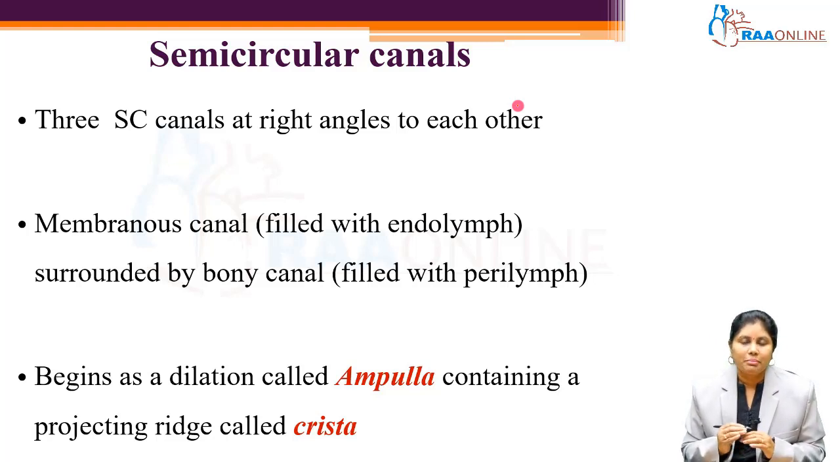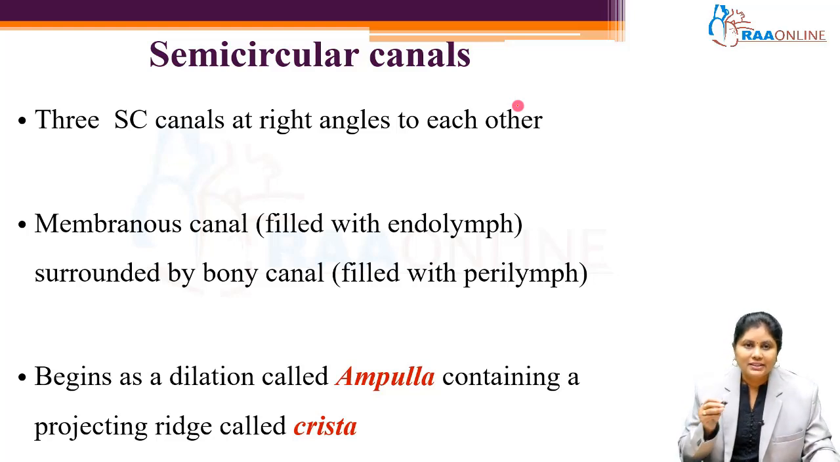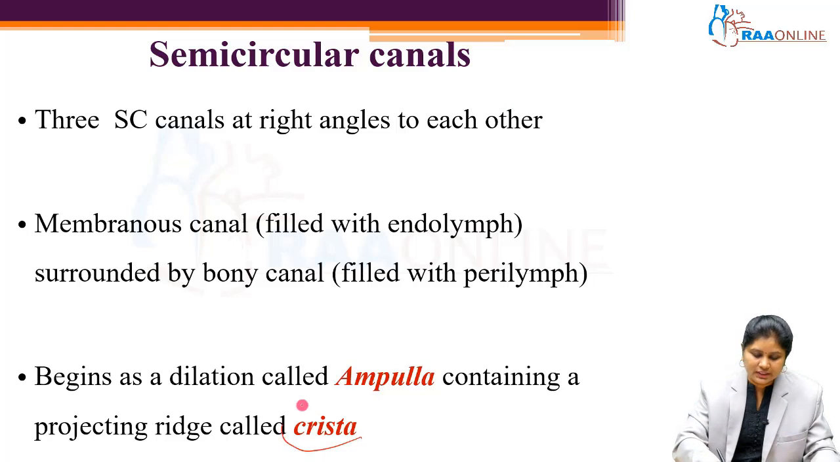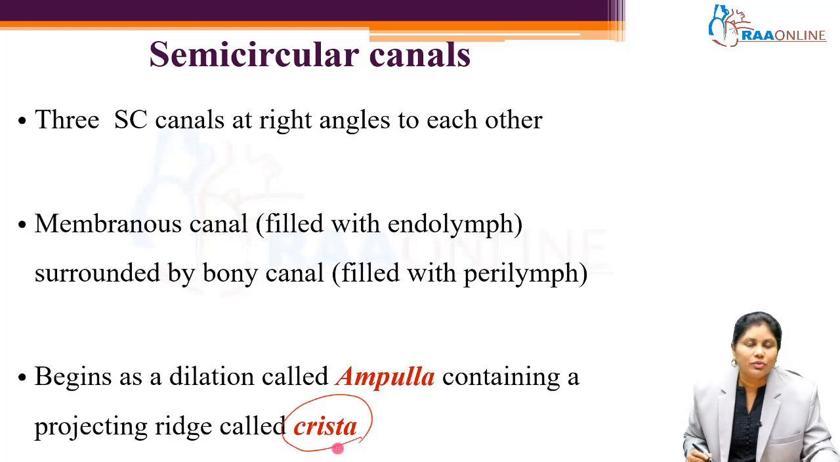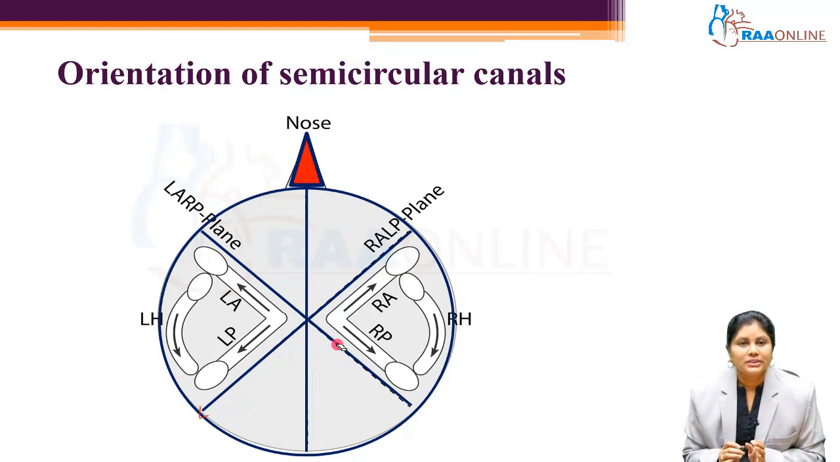In the beginning they are dilated, and this is called the ampulla. Inside the ampulla you have a projecting ridge, and that is called the crista. The crista is the receptor for the vestibular information. The semicircular canals have some orientation. These are actually pairs: two of the anterior, two of the posterior, and two of the horizontal.